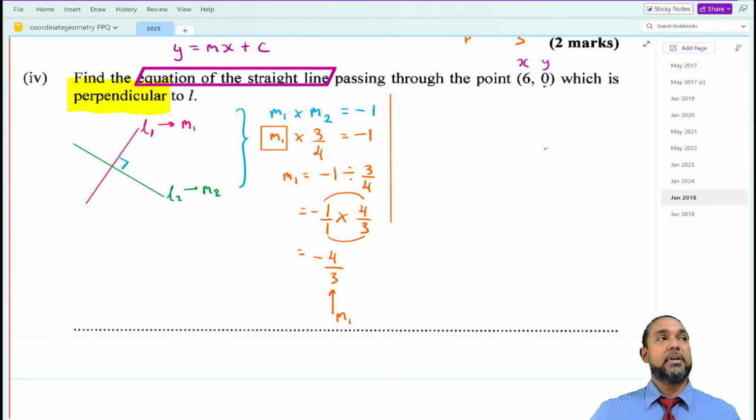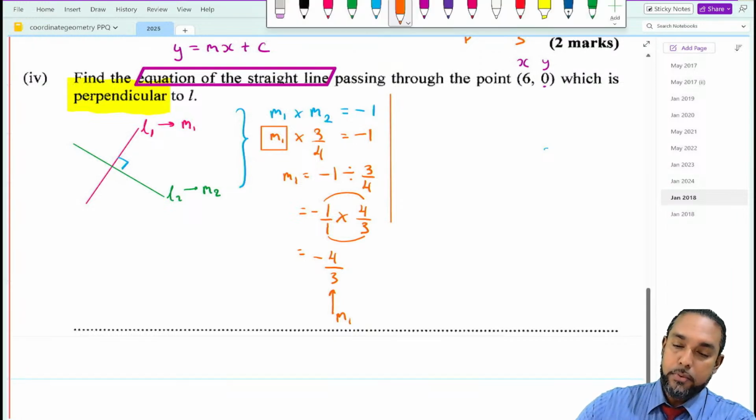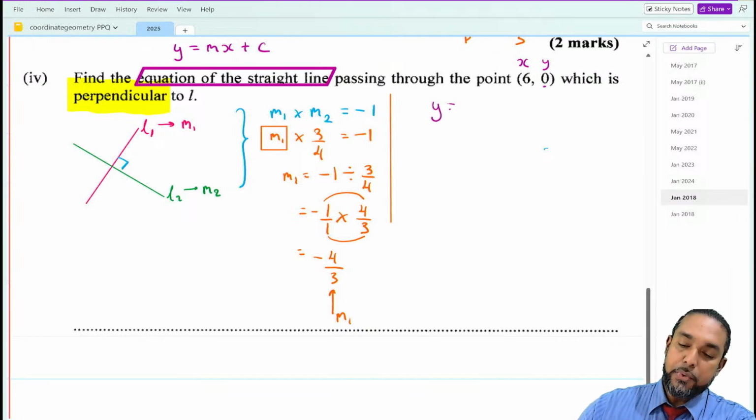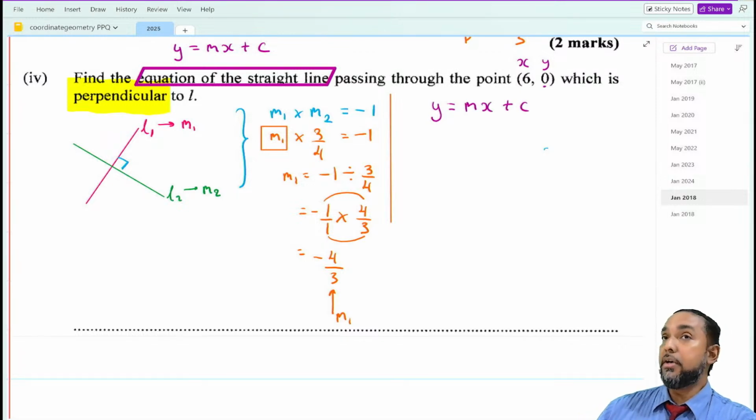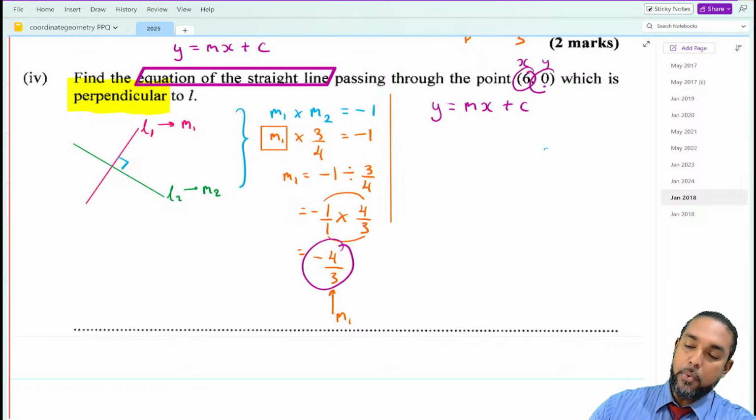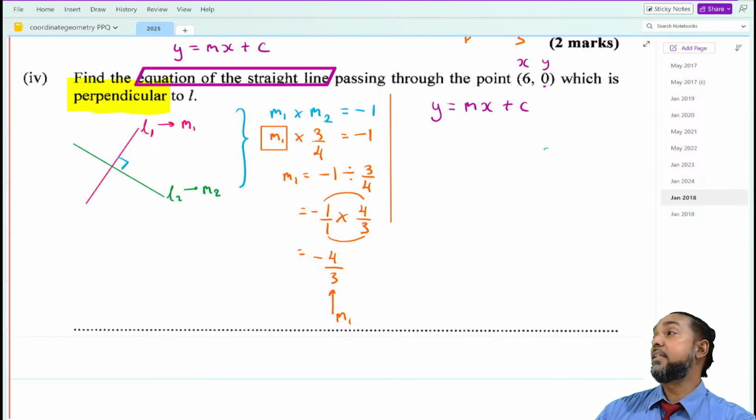Now, it didn't matter if you put it as m1 or m2, because we have one gradient and we want the other one. So now we want to use y is equal to mx plus c, where m is the gradient, x and y are the coordinates of any point through which the line passes, and c is the y-intercept. We substitute, because we have m, an x, and a y. All we're missing is the c. So we substitute, simplify, and solve for c, and then state the equation outright.